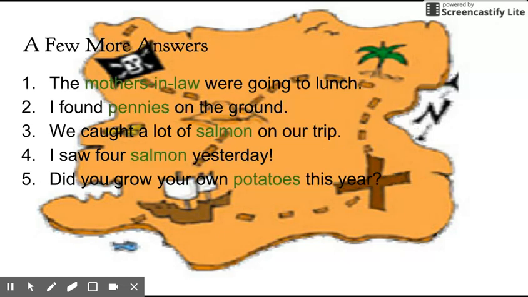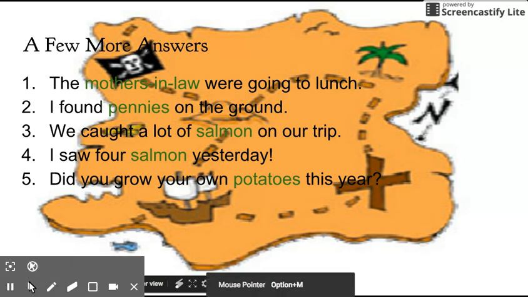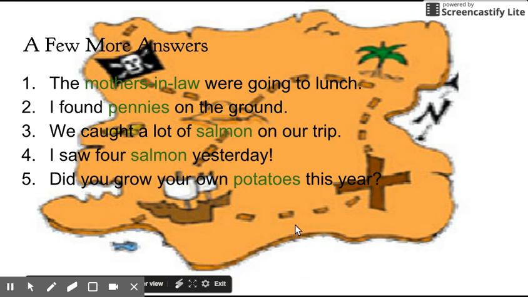So remember, we have more than one mother, so it's mothers-in-law. Pennies, we changed that Y to an I and add ES. Salmon just stays the same. And then I saw 4, oh, shame on me, that should actually be moose, so it doesn't change. So it should be moose. I'm going to actually write that there. And number 5, potatoes. So you want to make sure that you add that as well. So this should be moose, M-O-O-S-E.